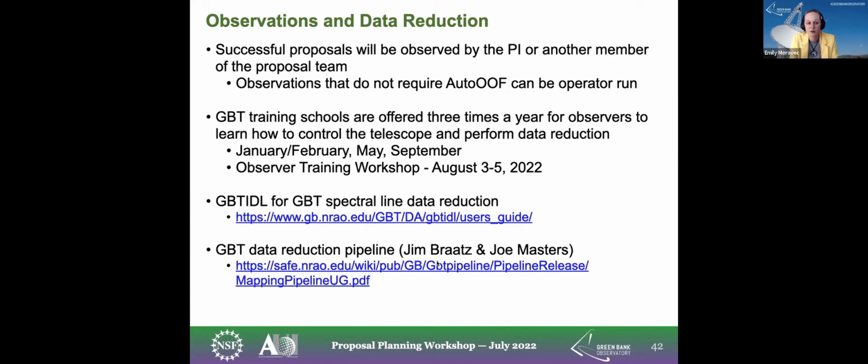There is also an option if you're an experienced observer and you know how to do things, you can create operator run projects. So anything that doesn't require auto OOF can be operator run. This is starting to be more and more common now. As I said, the training schools are often offered in January, February, May, and September. This year we had February and August, so around the start of the semester. And we have the one I told you about.